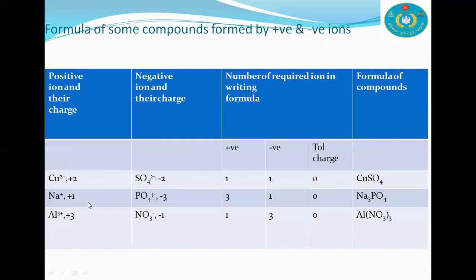In case of aluminium and nitrate, aluminium 3 plus, nitrate ion 1 minus, so we need 3 nitrate ions combining with aluminium because the charge and valency of the ion is 3. So the formula of the compound is Al(NO3)3. They exchange their valency and the compound is a neutral compound.